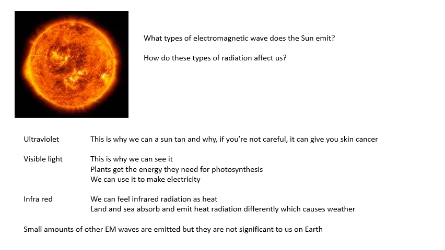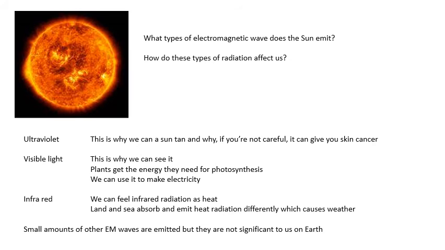And here we go. So ultraviolet. This is why we get a suntan. We get a suntan on a sunny day because of ultraviolet radiation. If you're not too careful, it can give you skin cancer. There is a thing up there, thankfully, called the ozone layer, which stops most of the ultraviolet getting through. A lot of people worried about the ozone layer.